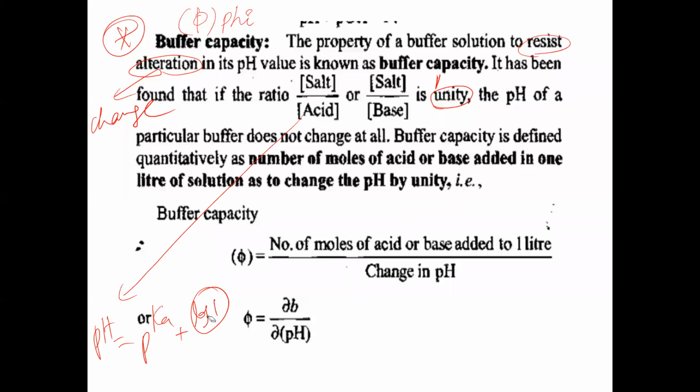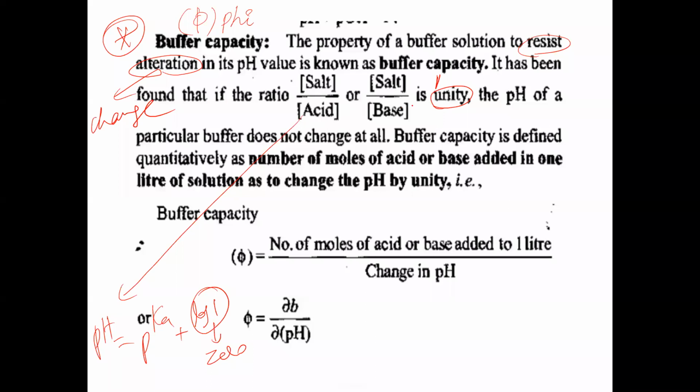So log 1 value, how much? 0. Then pH is equal to pKa. If salt by acid concentration is 1, unity, then log salt by acid will be log 1. Log 1 value will be 0. That's pKa plus 0, pKa. Therefore, pH of acidic buffer is equal to pKa, in which case salt concentration is equal to acid concentration in the acidic buffer.